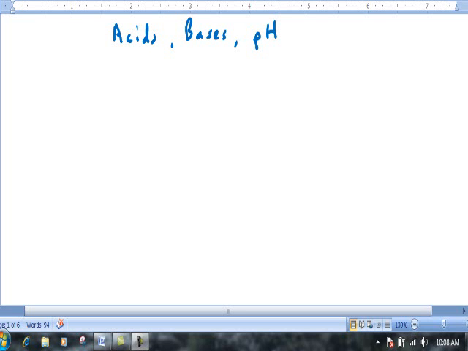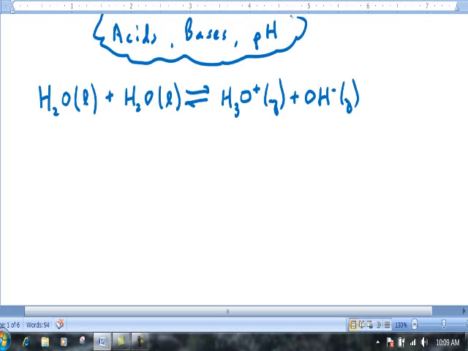Our new unit is on acids, bases, and pH. Let's take a moment now and go through some of the basis and the foundation for acids and bases and the pH scale. The basis of the acid-base relationship and the pH scale is from the autoionization reaction that takes place in water. In water, a small amount of the water molecules autoionize to make hydronium and hydroxide ions.